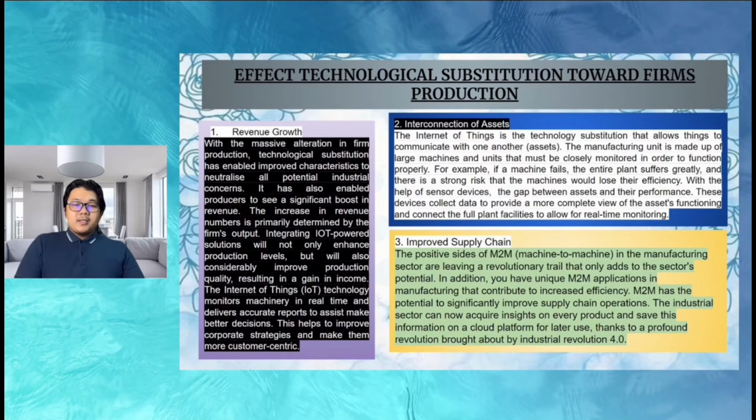The last one is improved supply chains. The positive side of M2M, or machine-to-machine, in the manufacturing sector is a revolution in trade that only adds to the sector's potential. In addition, there are unique M2M applications in manufacturing that contribute to increased efficiency and enhance the potential to significantly improve supply chain operation. The industry sector can now include insight of every product and save the information on a cloud platform for later use.